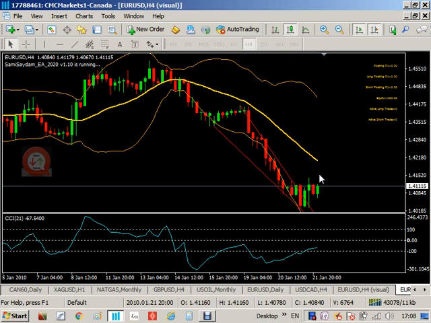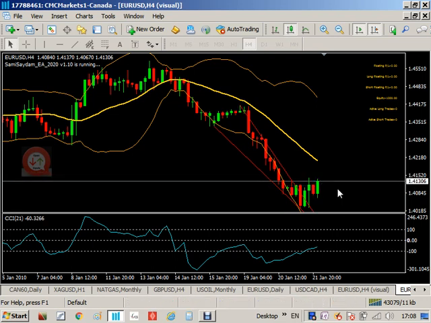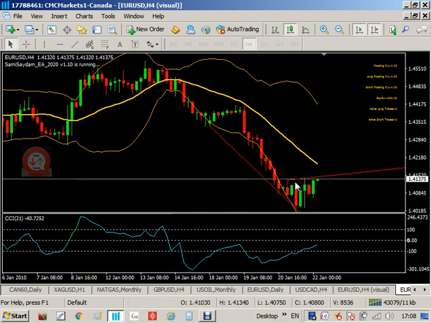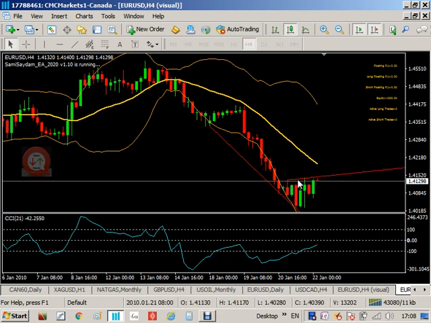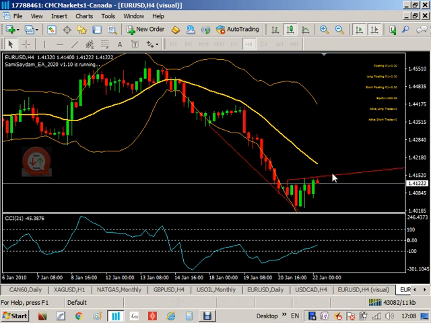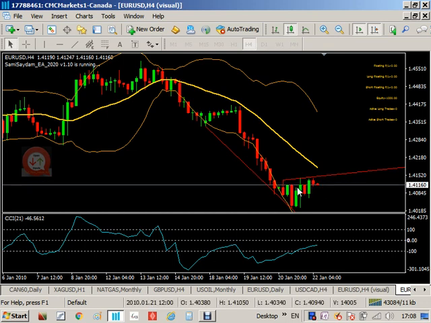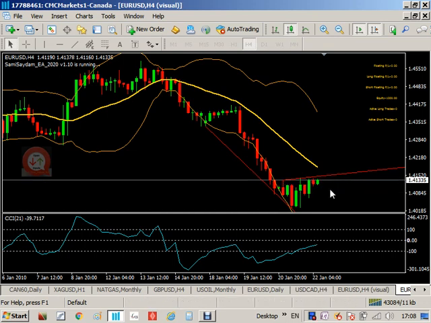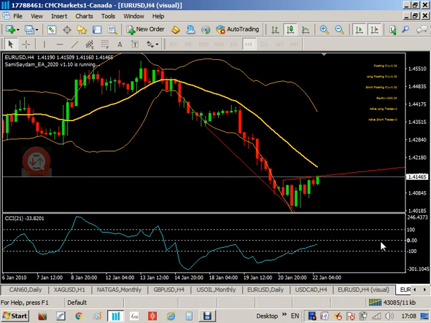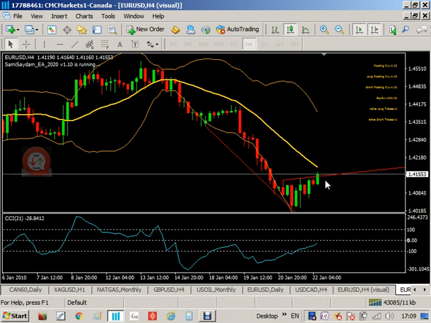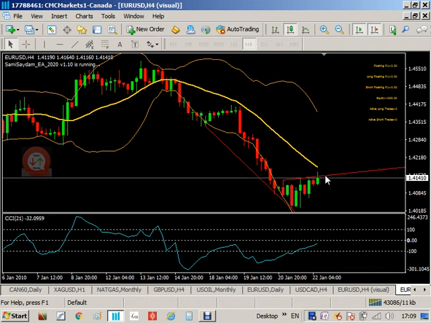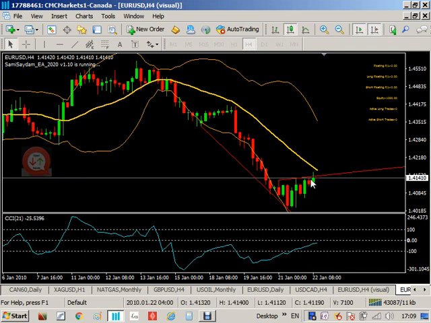Let us see what will happen. You see it is giving me up, especially when it gives you another line here. This is the resistance. Is it going to cross it up or not, we will see. Then I'm still buying. You see here the zero and CCI. You see it is crossing the resistance, still not confirming.